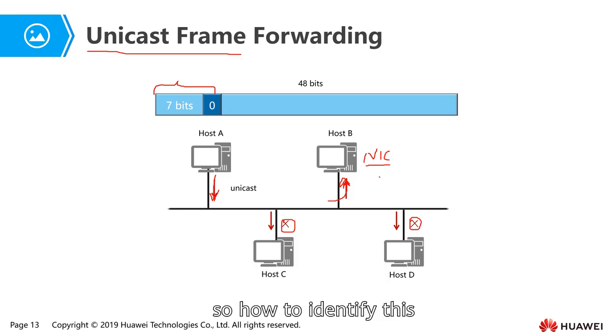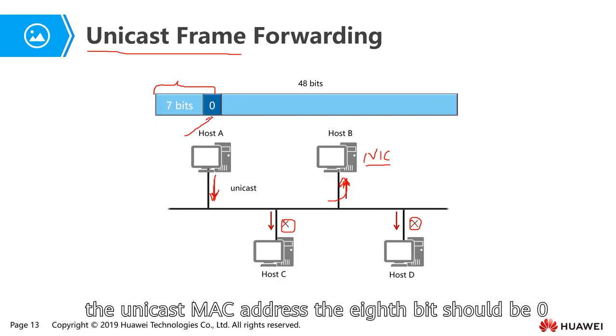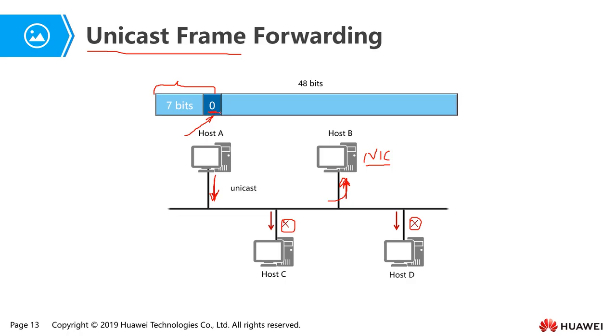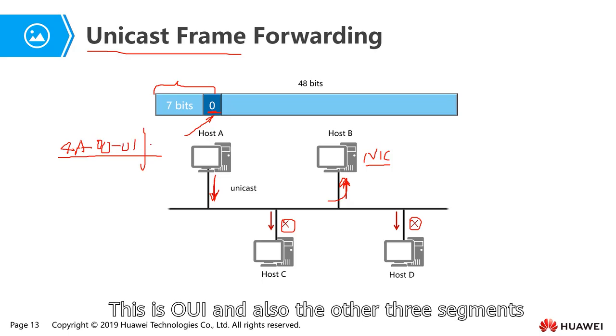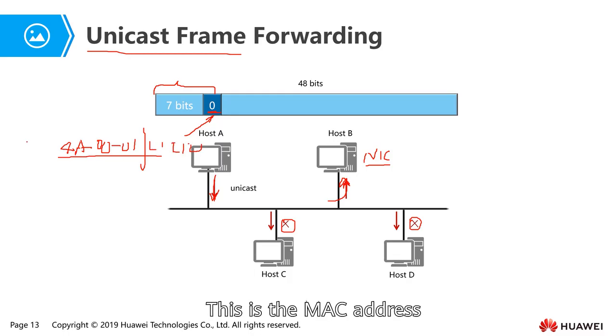And how to identify this? There's a specification that says for a unicast MAC address, the eighth bit should be 0. That means the first number, for example, 4A. There are 48 bits in total. This part is the OUI, and there are also other 3 segments. This is the MAC address.